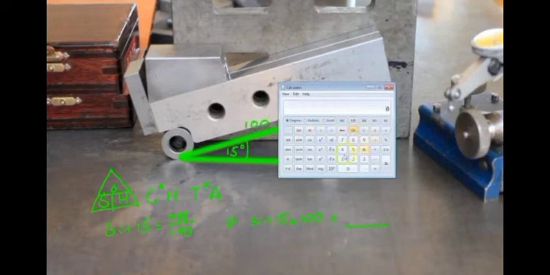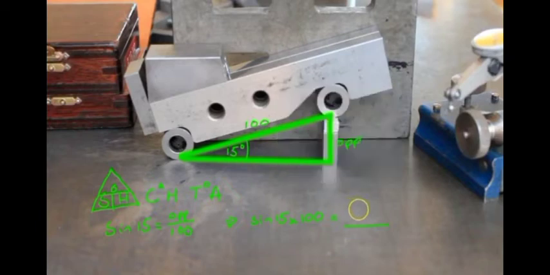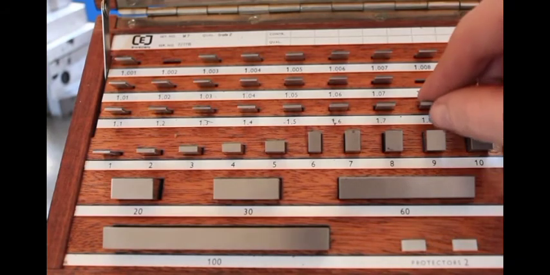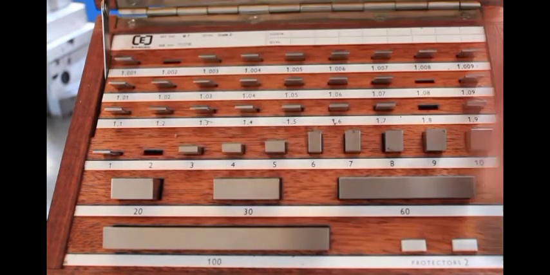There we have it. So we've got sine 15 times 100, and it gives us 25.8819. Our slips will measure to the thousandth, so we're going to use 25.882mm. What we need to do now is pull those out of the slip gauge pile, and to do that we'll start from the right. We'll have a 1.002, a 1.08, a 1.8, and 22 millimeters of other slips.